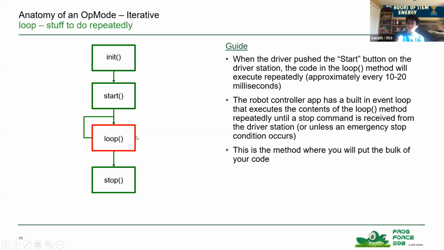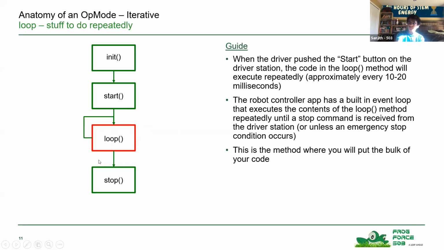Next is the loop function. This is the most important function. This loops approximately every 10 to 20 milliseconds, so it's happening really fast. It runs through, and then runs through again, and again. As soon as the start function is over, it starts executing this over and over again. This is where you'll put the bulk of your code.